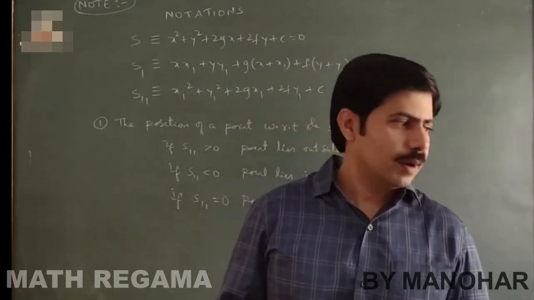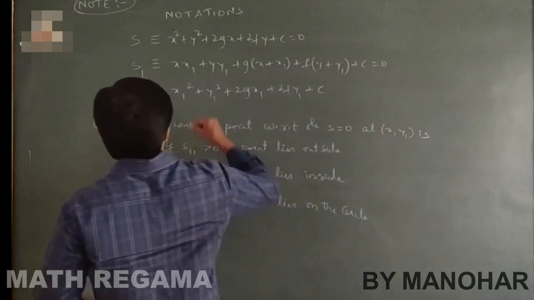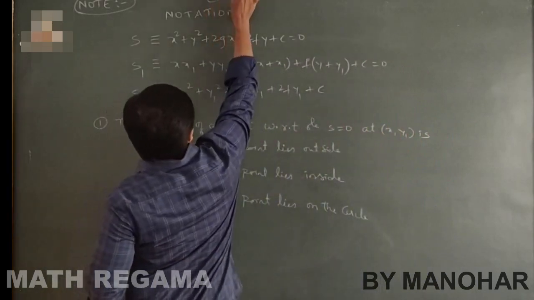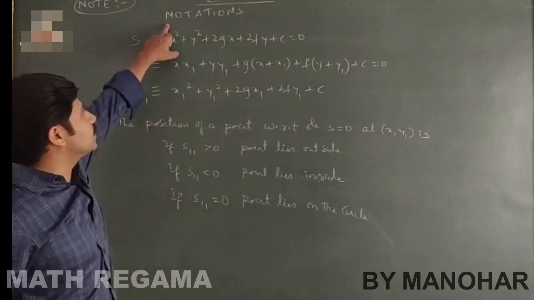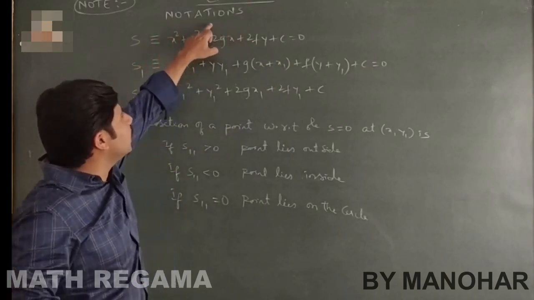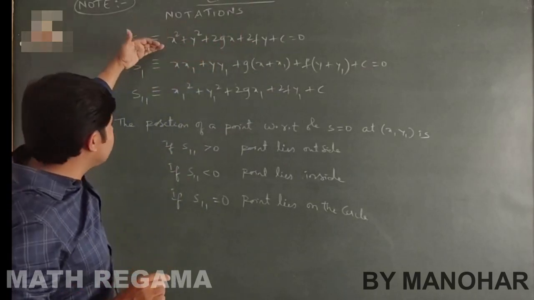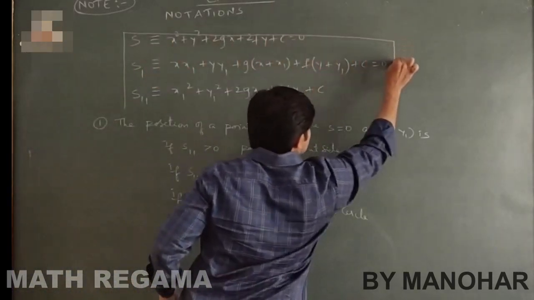So next we completed exercise 1a. Exercise 1b. In exercise 1b we have some formulas. So first is notations. We represent some equations with notations using some letter.